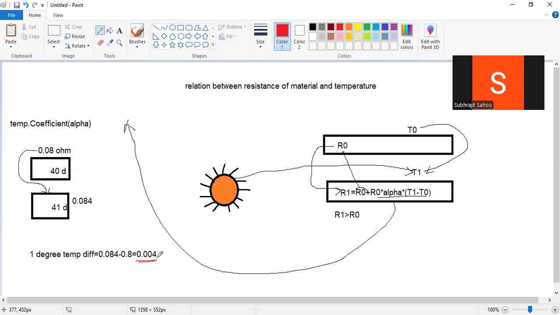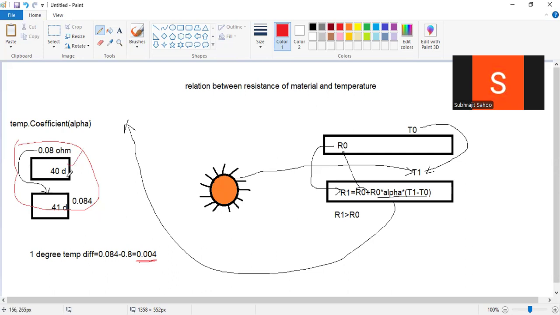The definition is very simple. From this diagram also you can write your own definition. Temperature coefficient is defined as the relative change in resistance per unit degree change in temperature, that is, per unit degree Celsius change in temperature, or unit temperature difference. Now, what have I done exactly? I have taken a metal.